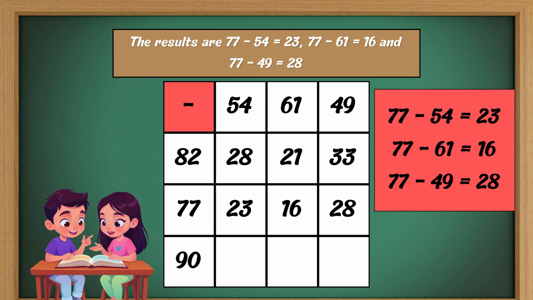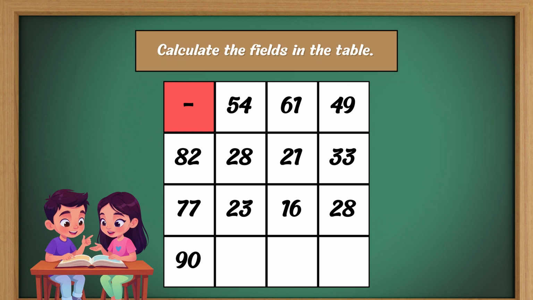The results are 77 minus 54 equals 23, 77 minus 61 equals 16 and 77 minus 49 equals 28. Calculate the fields in the table.